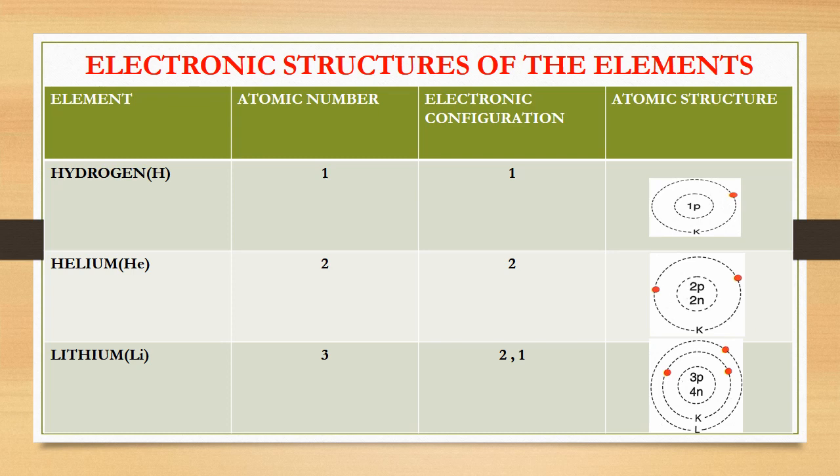Likewise, for lithium, the symbol is Li, atomic number is 3, electronic configuration is 2, 1. So as you know, K cell can hold a maximum of 2 electrons. So where will that one extra electron go now? It will go to the next cell, that is L.